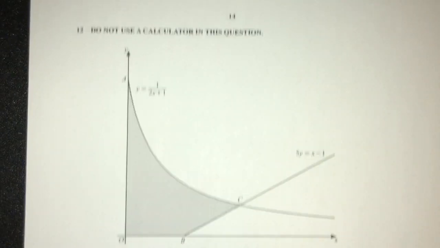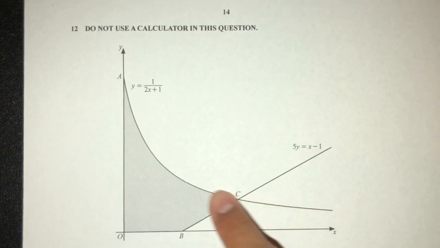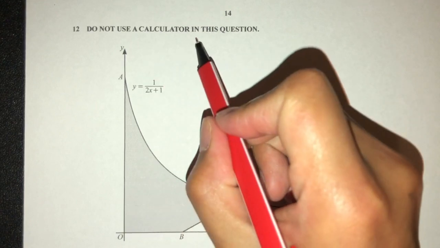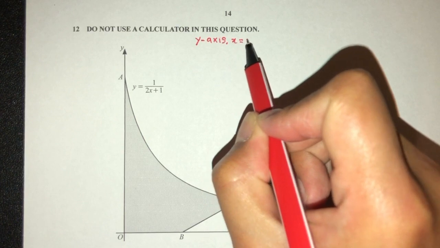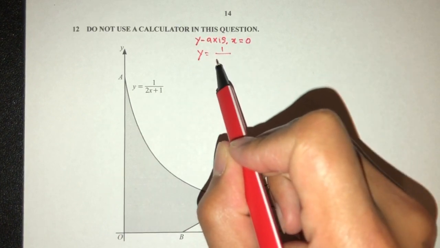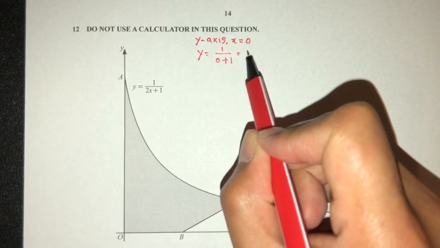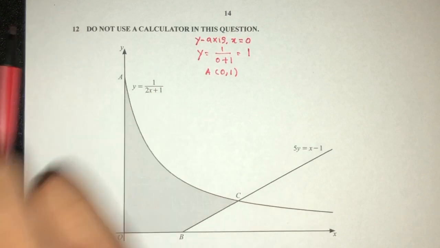So let's do that. How would you find the point A? As you can see, the point A is the point of intersection of the curve and the y-axis. Pretty easy. At the y-axis, what do we know? The value of x has to be 0. So y will be 1 over 2 times 0 is 0, plus 1. That will be just 1. So A is the point (0, 1).